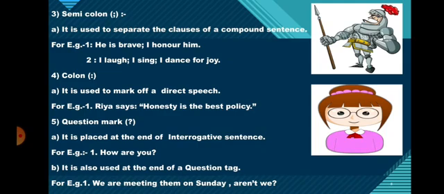Question mark. It is placed at the end of an interrogative sentence. For example, how are you? So at the end of an interrogative sentence, we have to put a question mark. It is also used at the end of a question tag. For example, we are meeting them on Sunday, aren't we? So after the question tag also we have to put a question mark.